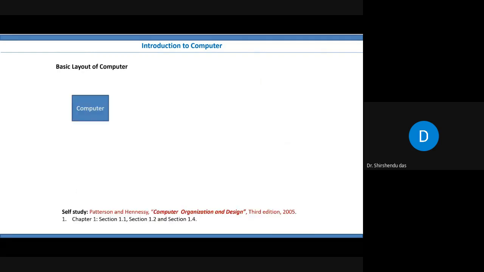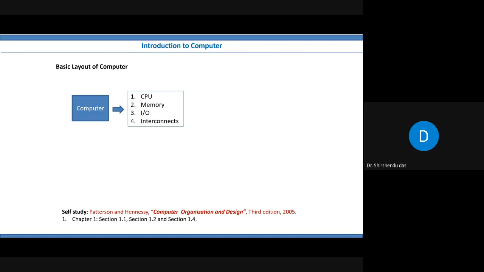Now, let us again start with the basics of a computer, but this time we'll not go with a real figure. What I have explained till now is that a computer has parts: CPU, memory, and input output. That I have explained to you. CPU, memory, and input output. This is according to von Neumann architecture, which I have also explained to you.